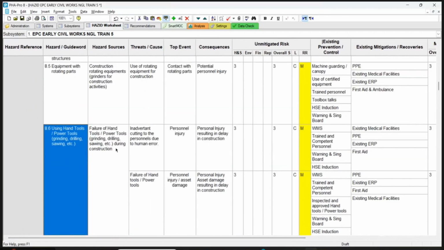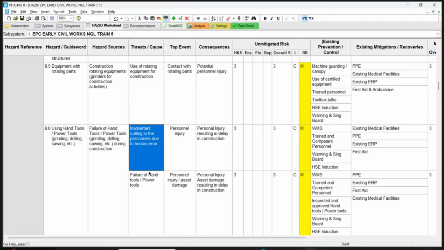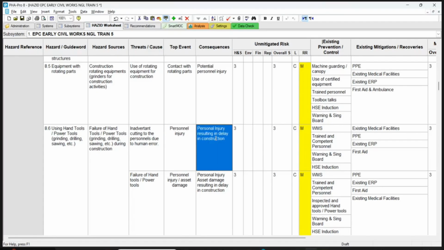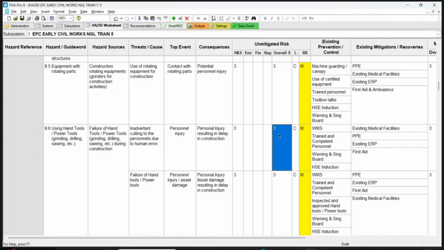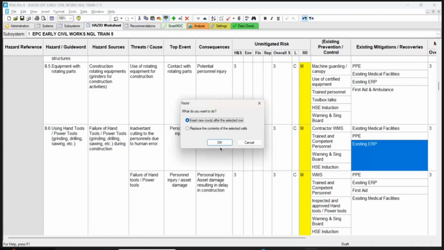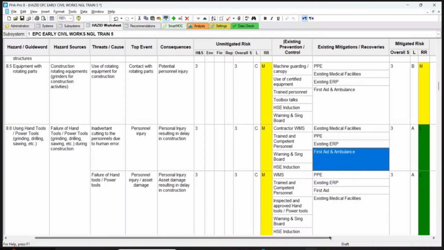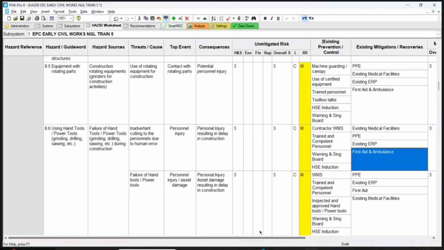Hand tools, yes, of course you are going to use hand tools. So let us keep it. Inadvertent cutting, personal injury, I'm putting only injury 3. WMS, trained staff, contractor WMS, warning signboards, HSC induction, medical facility. I remove the first aid and ambulance. Normally ambulance won't work because there is 3. Okay, these areas are okay.